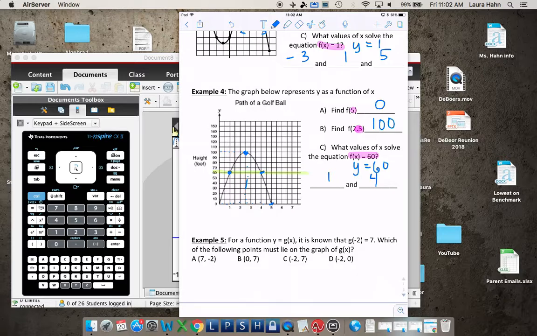Your graph doesn't have it labeled, so go ahead and put x down here. We know that our x's are these numbers, our y's are these numbers.